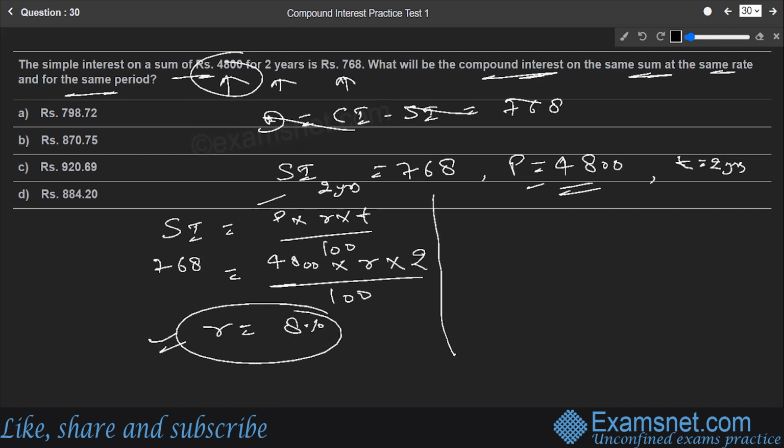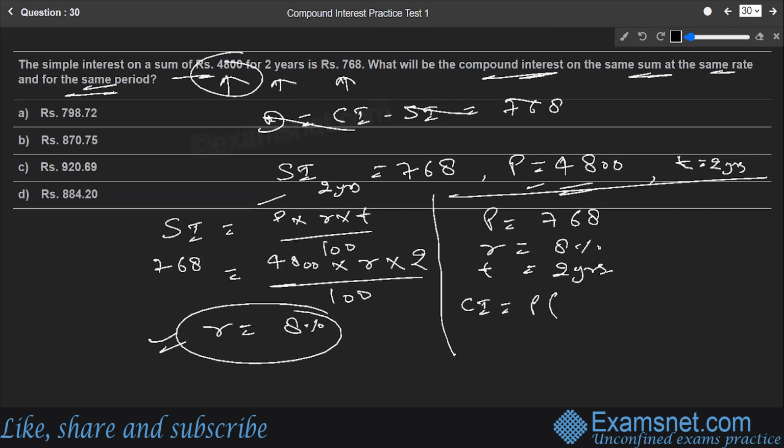Now what they say is, what will be the compound interest on the same sum? So the principal will remain the same, and the same rate, 8%, as in the simple interest scheme. For the same period, the time value will be the same as used in simple interest, that is 2 years. Now we are supposed to find the compound interest, and that is a simple formula: P into (1 plus R over 100) power T, minus P.